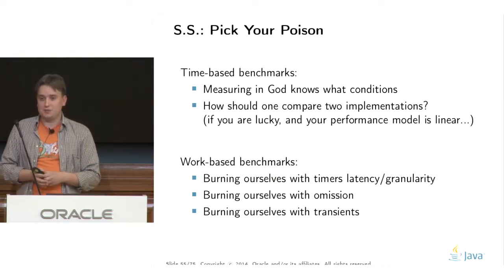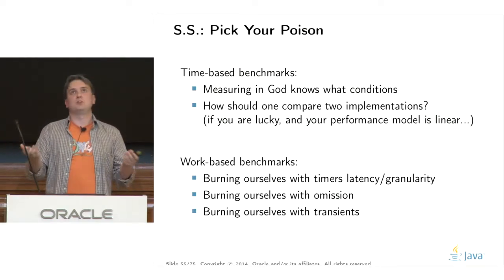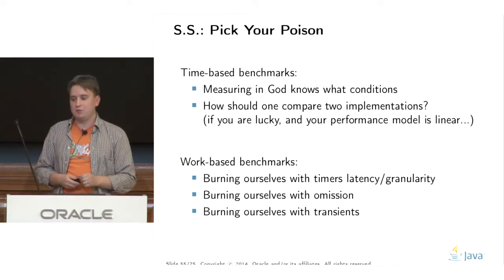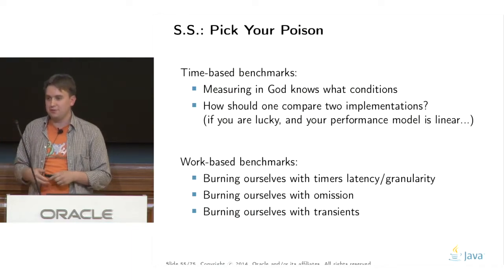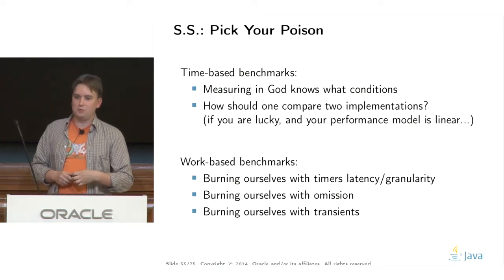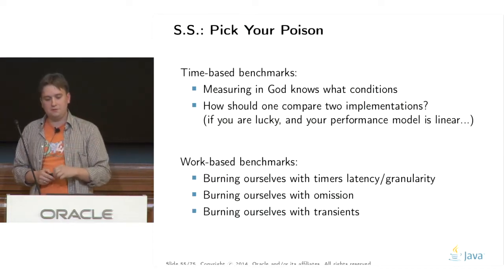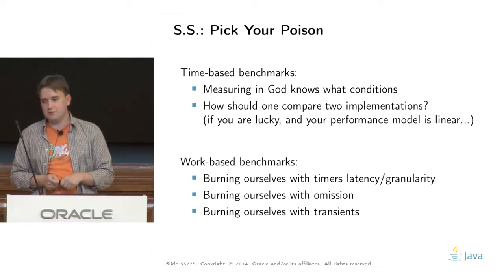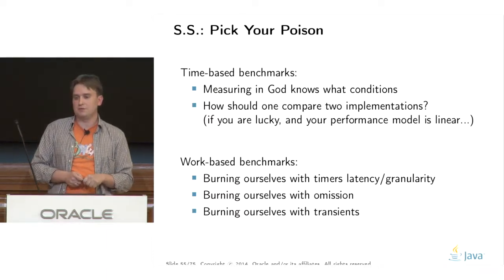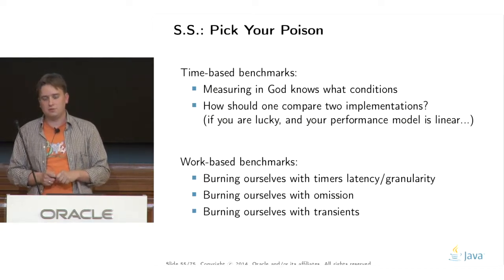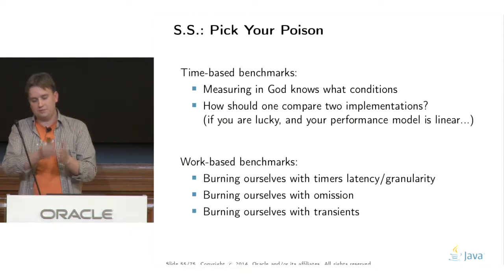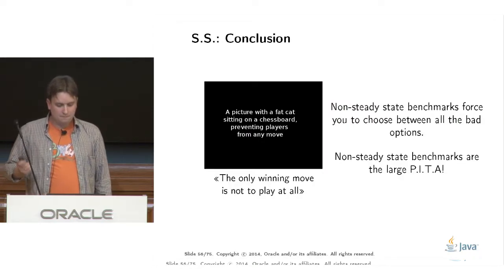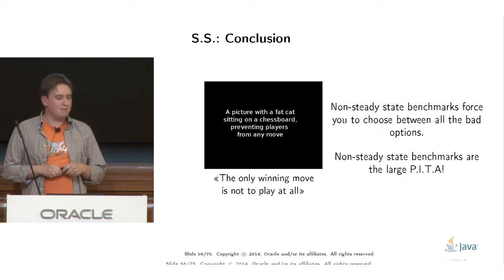You can do work-based benchmarks. Say you can run Fibonacci 5,000 times in a row and measure how much time it takes, but you will face timer latency and granularity issues there, because probably what you will measure would be thin enough. You will see problems with omissions, and you will include lots of transients in your benchmarks. Transients like JIT compilation or any sorts of adaptations that you have right after you started to execute your next stride of work. Right? So it's really bad.